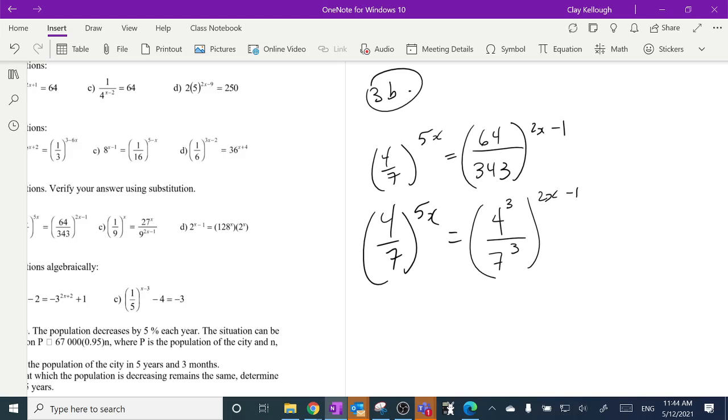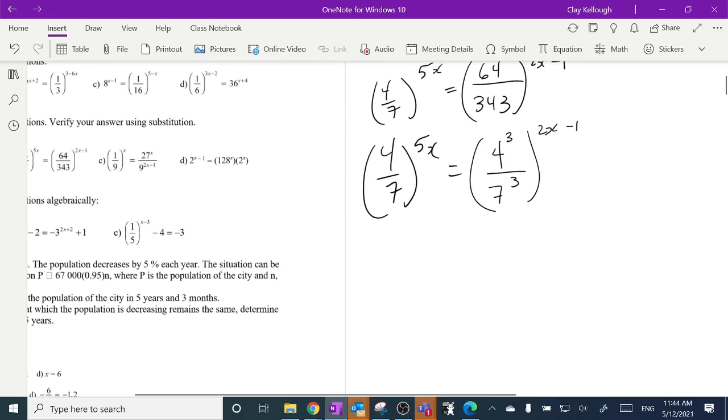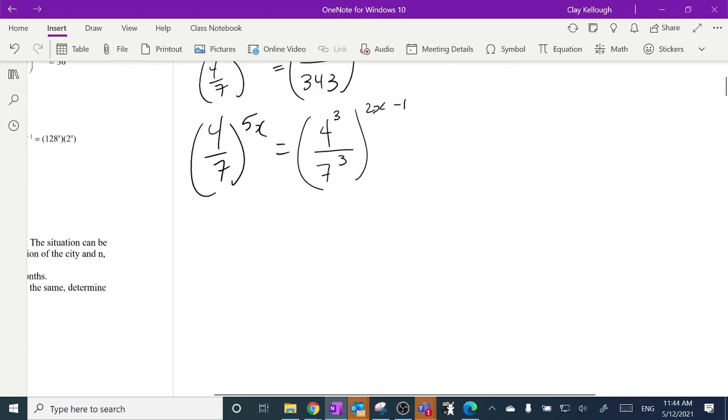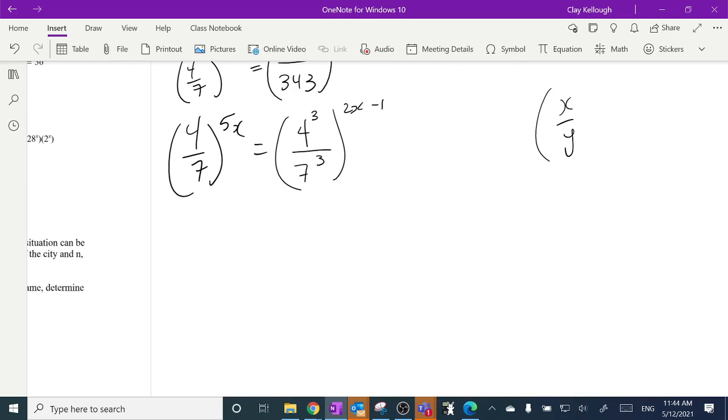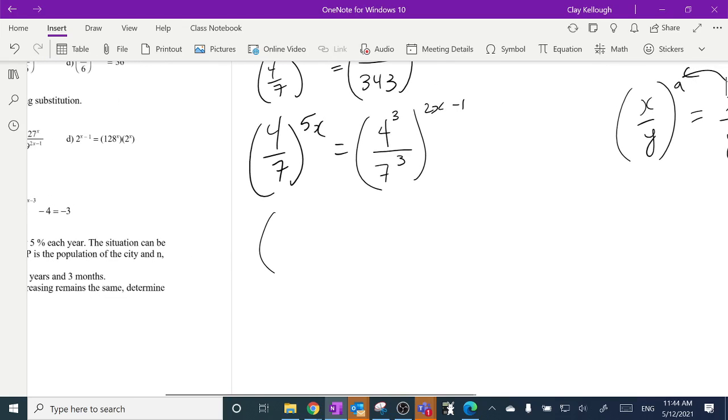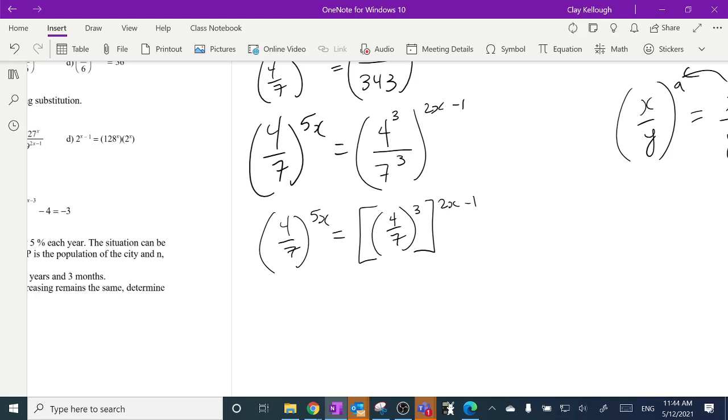Now, there is a rule that you learned in grade 9 called the power of a quotient rule, which says that if you have the quotient x over y to some a, you can distribute that exponent like so. So that means that you can go backwards, which means that I can take this and now rewrite it like so. And I'll bet that's the part that you didn't get, person who asked this question.